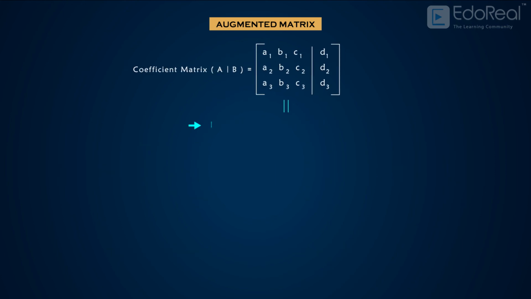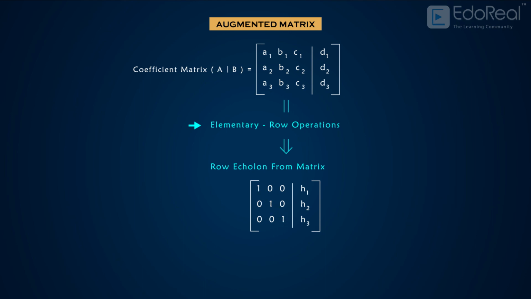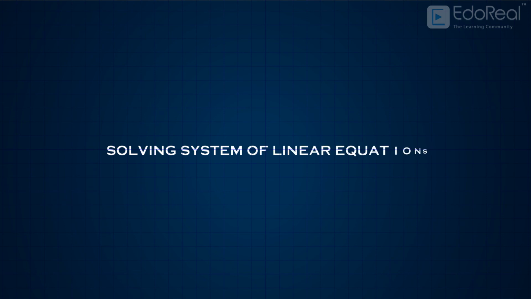By performing elementary row operations on the augmented matrix, we will bring it into row echelon form. In the row echelon form matrix, there are 1s in the main diagonal and 0s in every other position, except on the right side of the vertical line. By doing back substitution, we can find the solution of the given system. We will discuss elementary operations and echelon form matrices more clearly in the next lectures. In this video, we have discussed solving the system of linear equations.